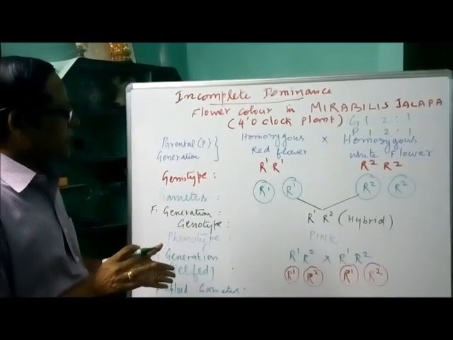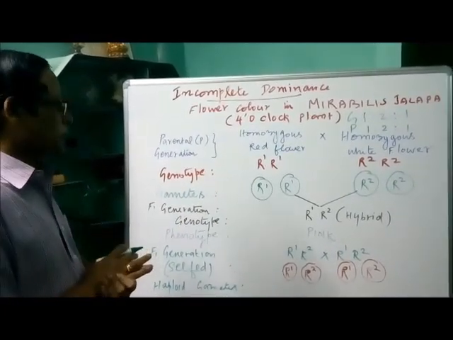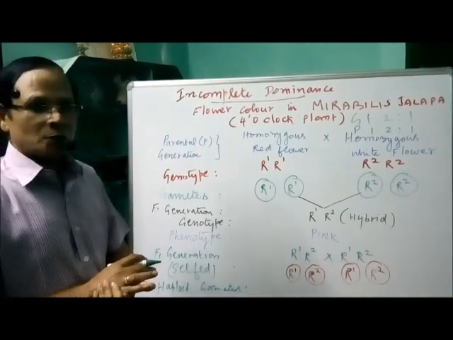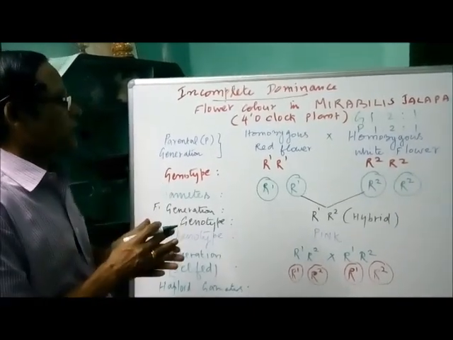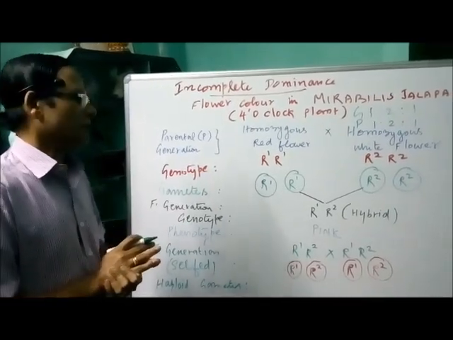For that I have to represent the F2 generation: what gametes are produced, what individuals are produced, and what the genotypic ratio and phenotypic ratio are, which will be represented in a Punnett square.